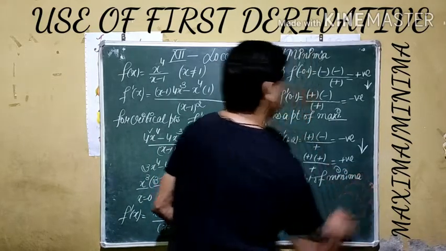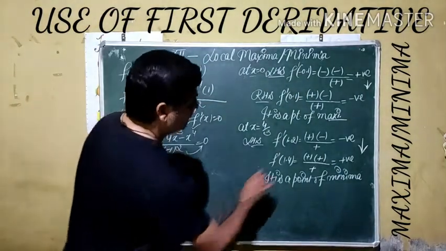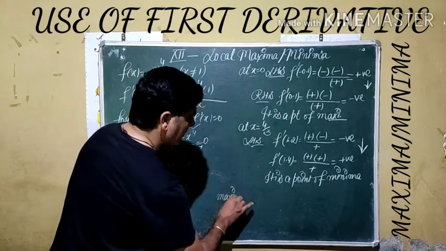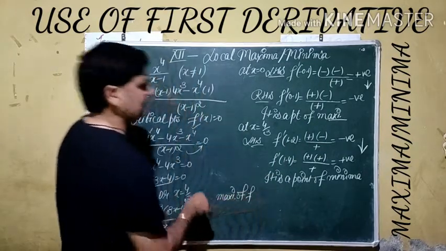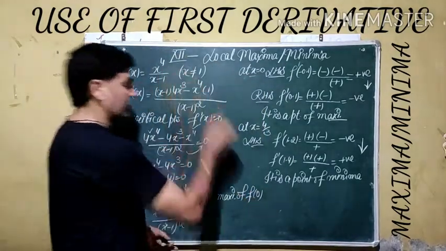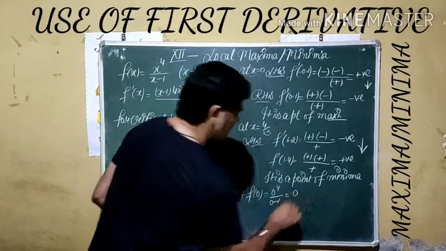Now how can we calculate the values? We replace the value in the given function. So the first case is the maximum value, it is at 0. Maximum of f of x is at 0. So replace x by 0 here. We get 0 raised to power 4 upon 0 minus 1. So the final answer is 0.